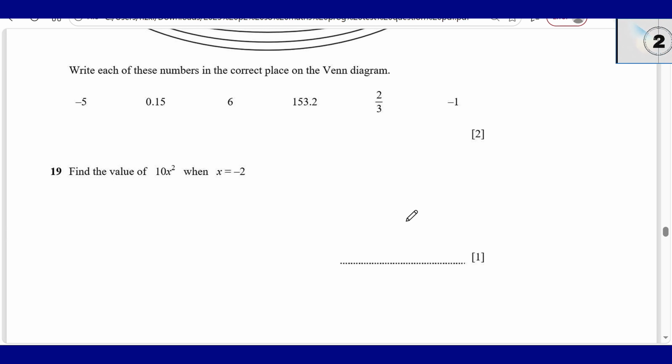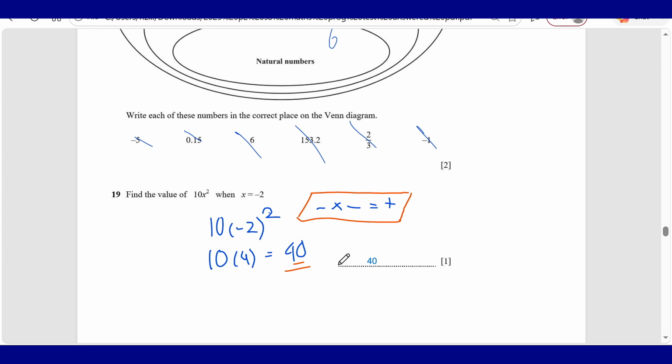We got your answer, guys. Let's check it out. Here we go. So the answer is 40. How do we get that? x is -2, so we just substitute -2 and then square. -2 squared is 4. 10 times 4 is 40. That's how we got the answer. And the answer is positive because the square of a number is always positive, as negative times negative will always be positive. Let's move on.